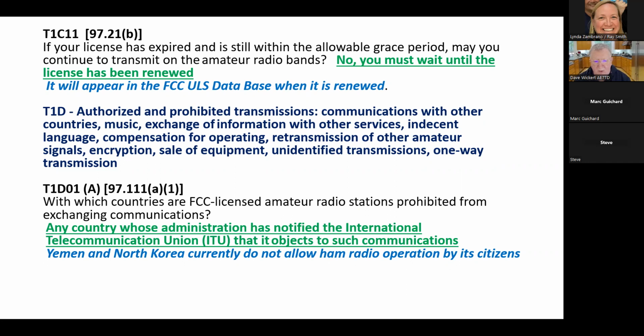With what country are you allowed to communicate? You're allowed to communicate with any country unless they have prohibited exchange of information. Right now, the two countries that do not license any of their citizens are Yemen and North Korea. Yemen will allow other countries to come in and operate in the country, but they do not license their own citizens. And North Korea doesn't allow anybody to either come in or operate a radio inside their country.